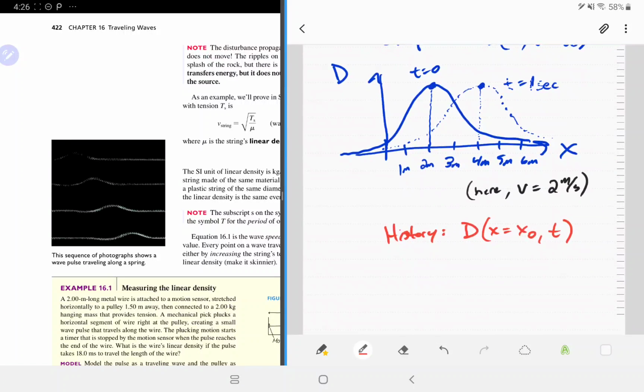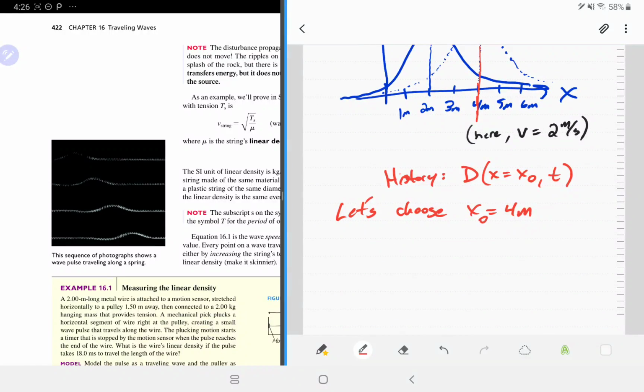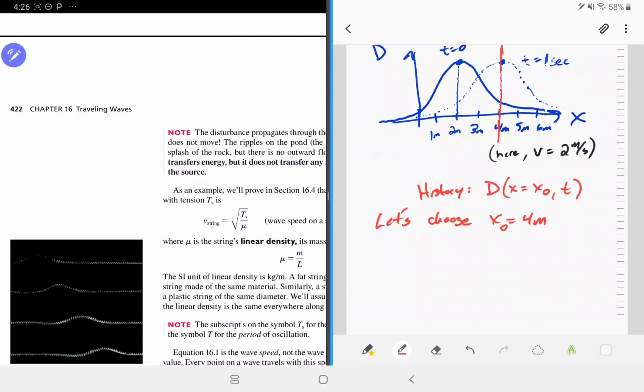I don't want to clutter up the picture too much. Here I have to decide where I want to focus on the particle. So let's just focus on 4 meters actually. I'm going to focus at 4 meters. For the sake of analyzing this problem in detail, let's choose x naught, the constant here, to be equal to 4 meters. I need to make that bigger to see what's going on up above, right?